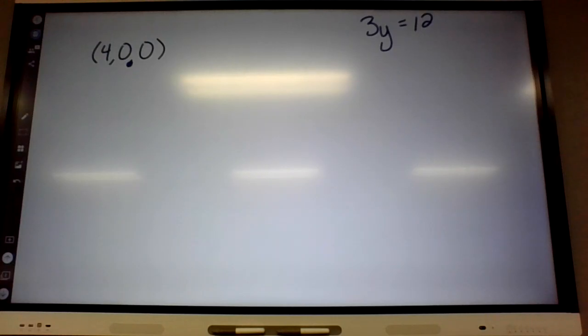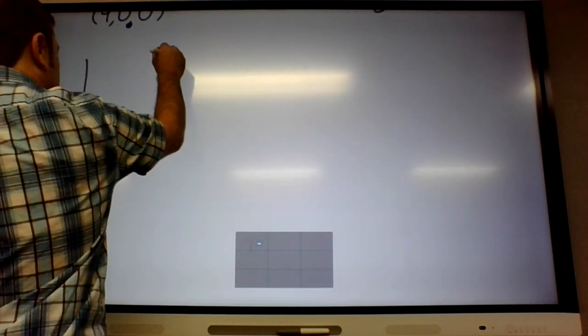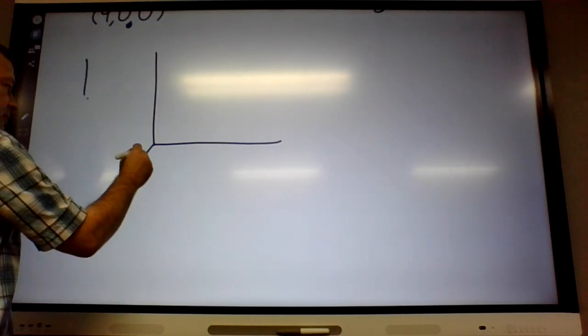Okay, so on number 1, we're going to sketch the plane. It's very similar to what I just drew. So we're just going to make the corner of the room thing.